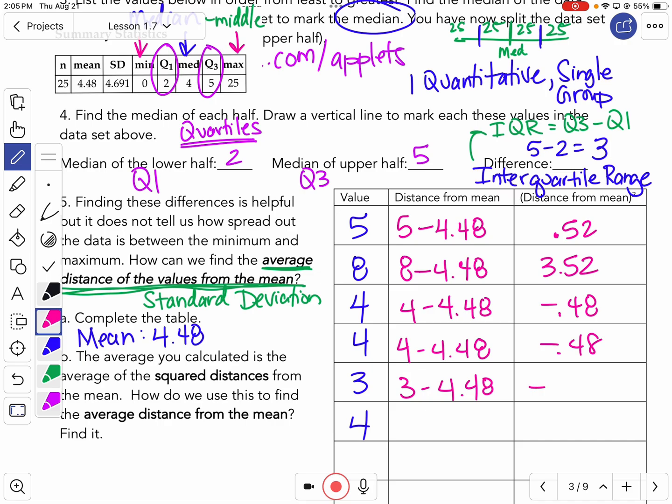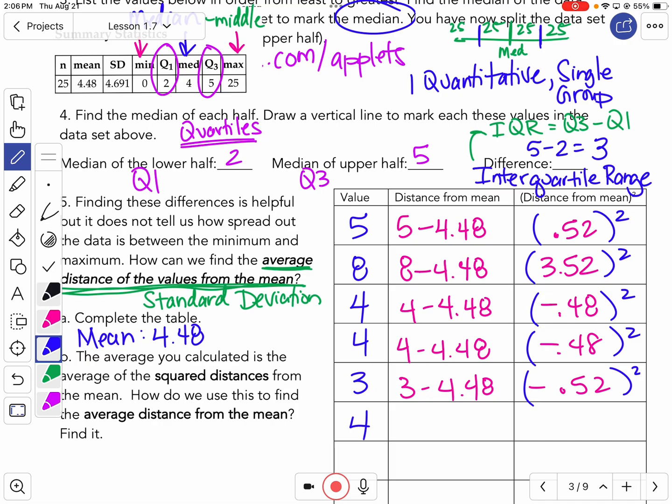Okay, and so this would be negative 0.52. Oh, it could be wrong. I think I'm wrong about that. Anyway, it doesn't matter. Okay, now not only do we have to subtract, we also have to square it. What does it mean to square something? What does it mean when we square something?